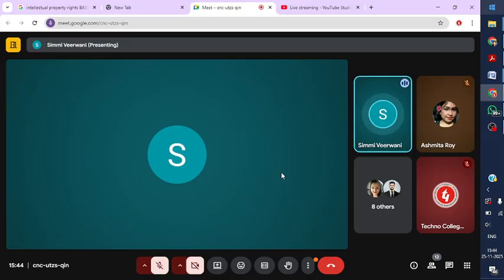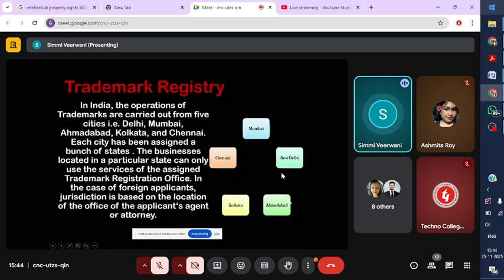Trademark registry in India: the operation of the trademarks is carried out from five cities, that is Delhi, Mumbai, Ahmedabad, Kolkata, and Chennai. Each city has been assigned a separate state. Once you file a trademark from a state, you will get an office location based on your jurisdiction that would be responsible for all the matters and handling.